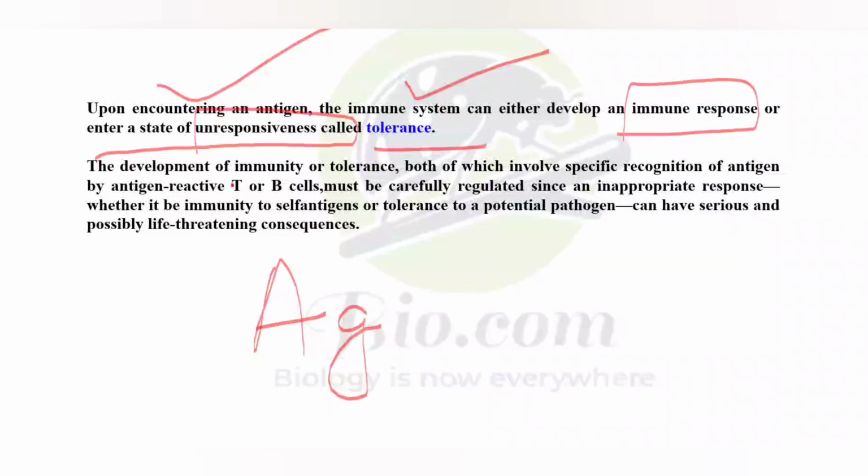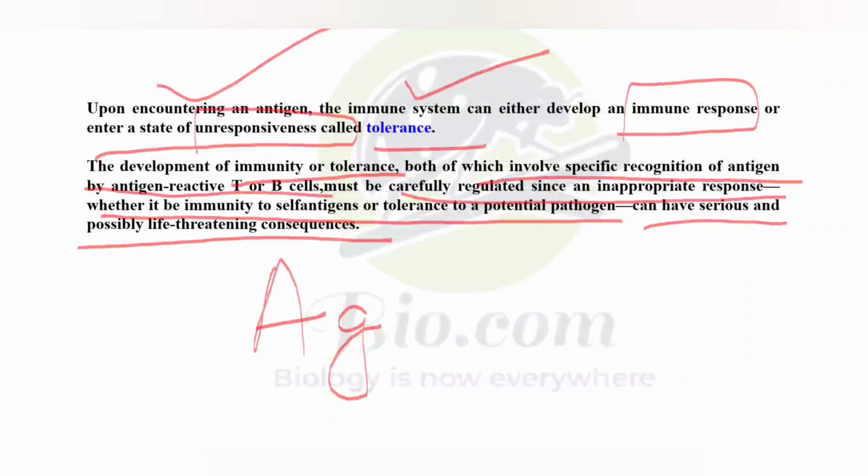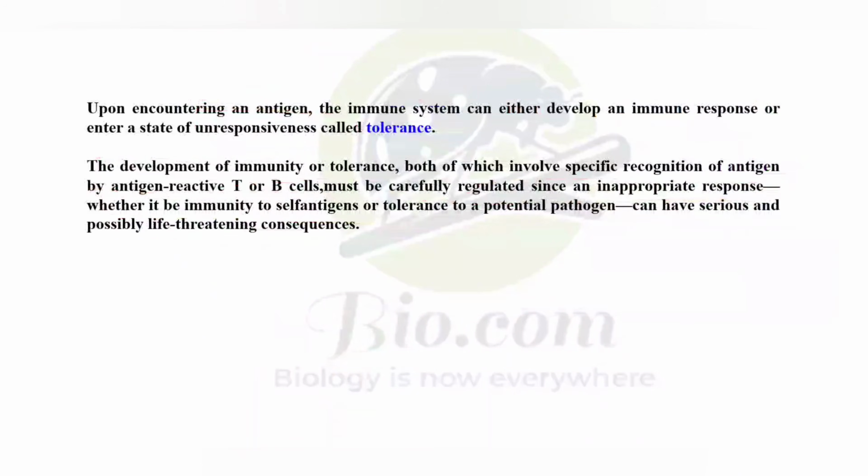So the development of immunity and tolerance, both of which involve specific recognition of antigen by antigen reactive T or B cells, must be carefully regulated, since an inappropriate response, whether it be immunity to self-antigen or tolerance to a potential pathogen, can have serious and possibly life-threatening consequences. I was explaining this just now; I included this line because this is from the immunology standard book, that is QB.